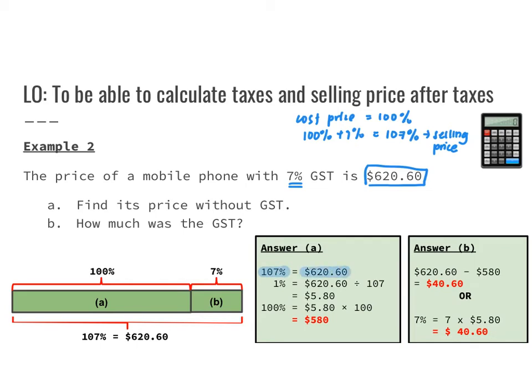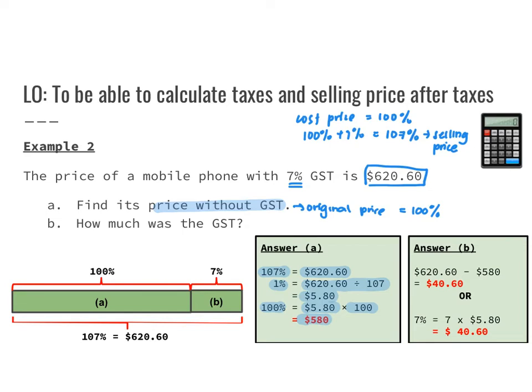Let's find out what 1% is. So 1% would mean 620.60 divided by 107. That would be $5.80. Now we know what 1% is. Now we need to find out what is the price without GST. Without GST simply means the original price, and our original price is 100%. So what is 100%? 100% is 5.80 times 100. That would give us $580.